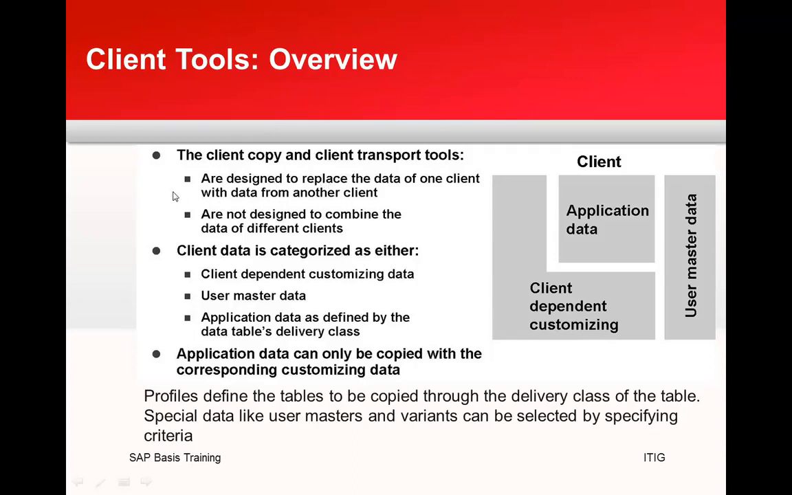Now, in case you want to build a new client, say for example, this is the out of the box client which is 000. You want to create a new client, say client 200 or client 500, whatever client you name. So you need to copy this. You need to make sure that you have some user master, you want to create a copy. You need application data. You need client dependent customizing. So you have an option to copy this as a base. Okay, so from there you can start building it up. That is one example of client copy.